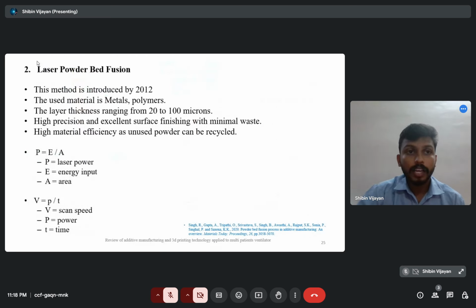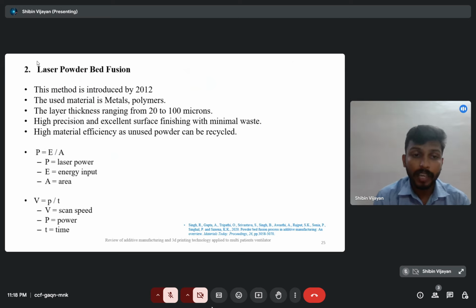Next is laser powder bed fusion. This method was introduced in 2012. They use materials such as metals and polymers. The layer thickness ranges from 20 to 100 microns. It offers high precision, excellent surface finishing with minimal waste, and high material efficiency, as unused powder can be recycled.